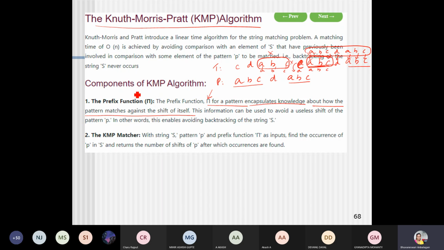In this way, the prefix function plays the key role. This is the main logic behind the KMP algorithm, which studies the pattern and keeps on tracking with this to match. Do you understand this concept?